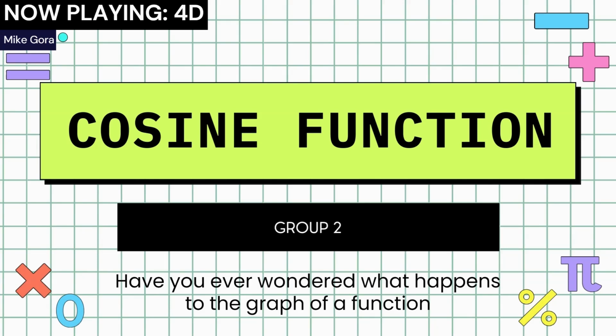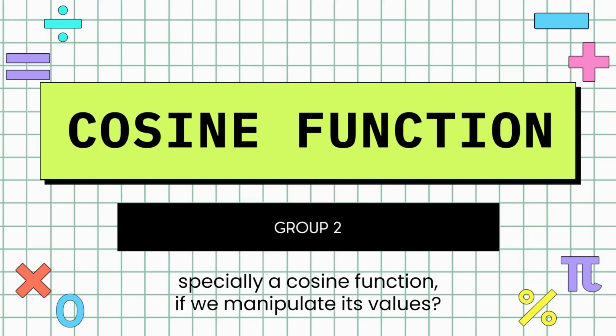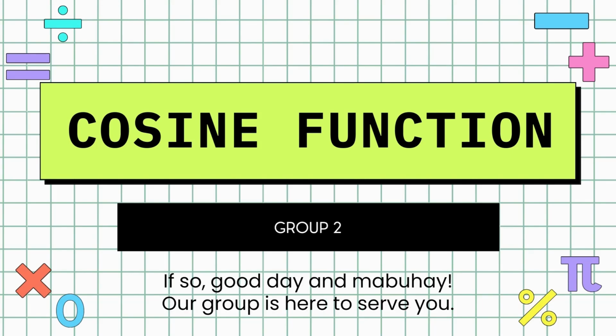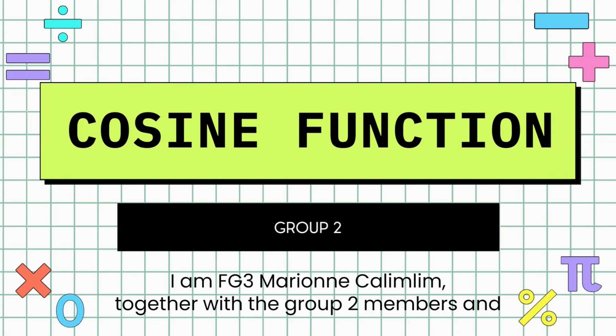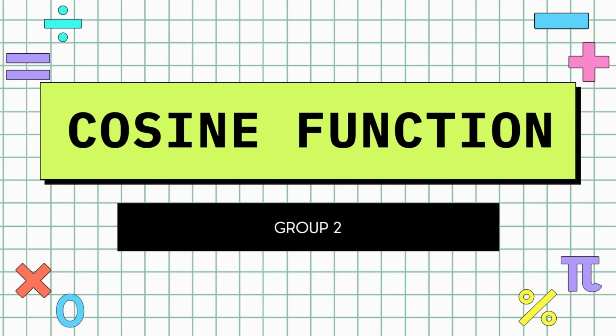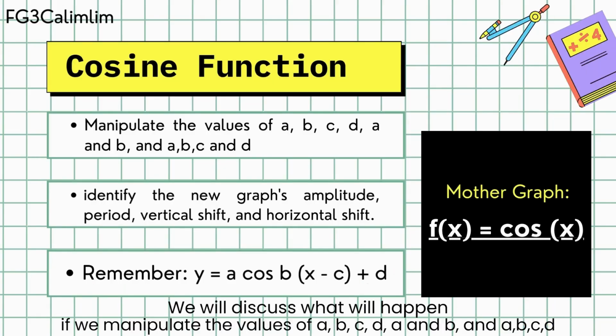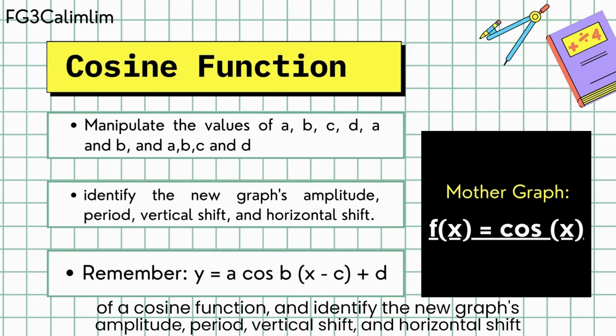Have you ever wondered what happens to the graph of a function, specifically a cosine function, if we manipulate its values? If so, good day and mabuhay. Our group is here to serve you. I am Marion Galimlim together with the Group 2 members, and we will discuss what will happen if we manipulate the values of a, b, c, and d of a cosine function, and identify the new graph's amplitude, period, vertical shift, and horizontal shift.